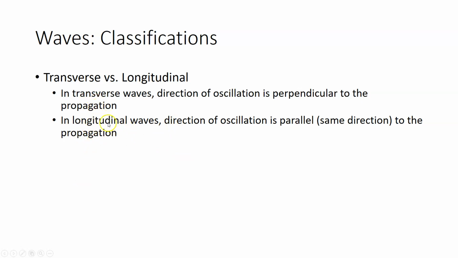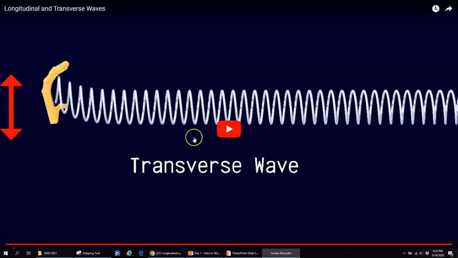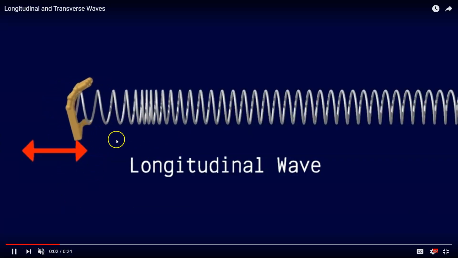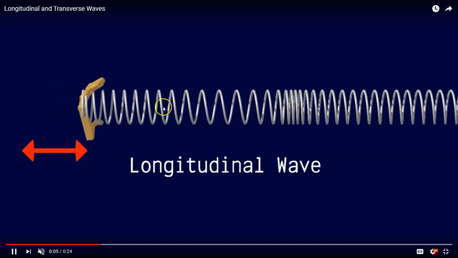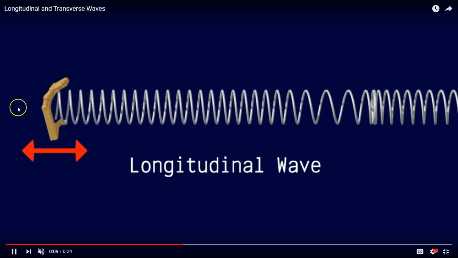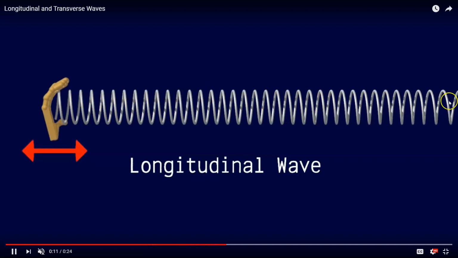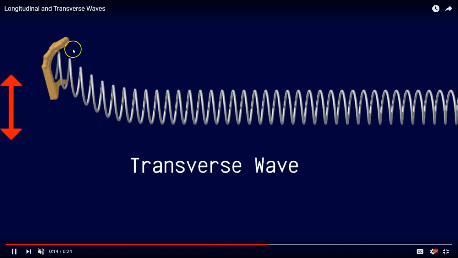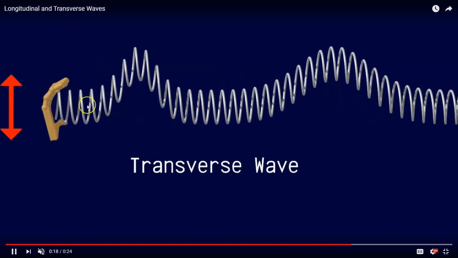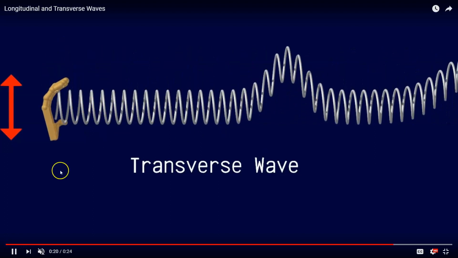And sound wave is definitely a longitudinal wave. Let me show you what that means. A longitudinal wave has the oscillation in the same direction as the propagation. You can see this, the matter itself is oscillating this way and the propagation is in the same direction. A transverse wave is oscillating this way, and in a perpendicular direction, the wave itself is traveling.